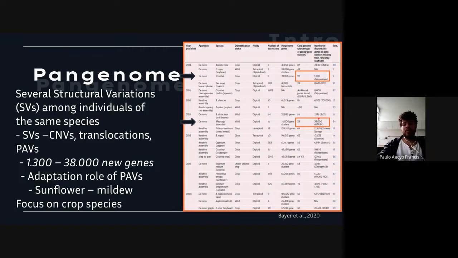Then another question arises when we analyze these PAVs, which is the adaptive role of these PAVs, which has been observed in crop species, the correlation of PAVs with resistance to several diseases, such as in sunflower, where a correlation with the mildew disease was observed. But studies of the pangenome are usually focused on crop species, and little is known about the role of PAVs in speciation in wild species, for example.